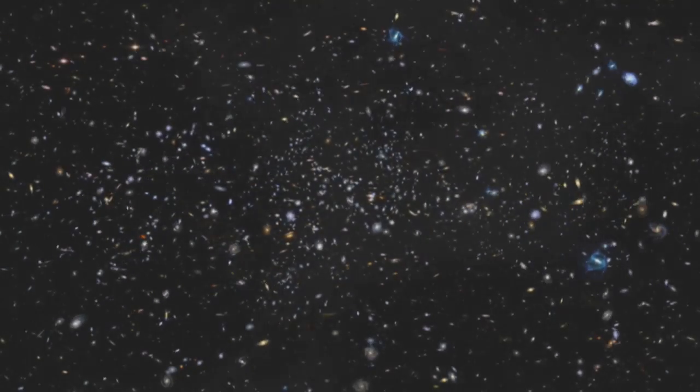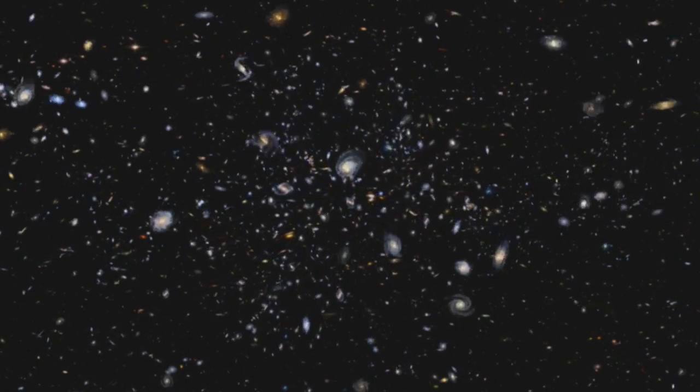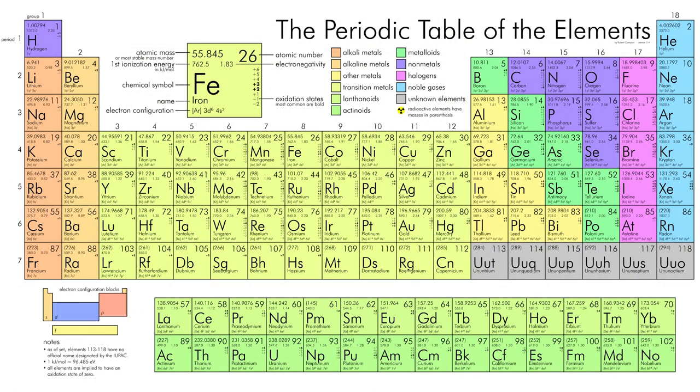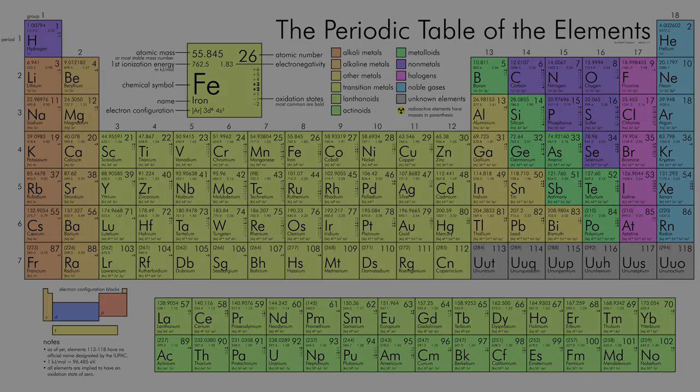The Big Bang may have been the origin of all the matter and energy in the universe. And shortly after the Big Bang, most of the matter in the universe was protons and electrons that formed hydrogen. But that leaves us with a question. Where did the rest of the elements come from? And that's what we're going to address today.